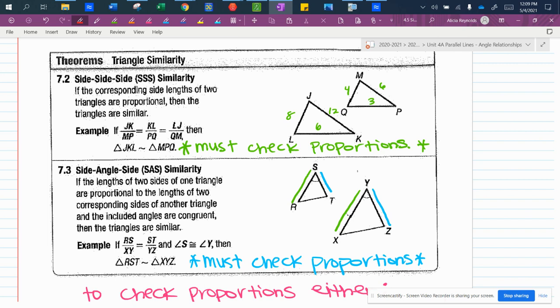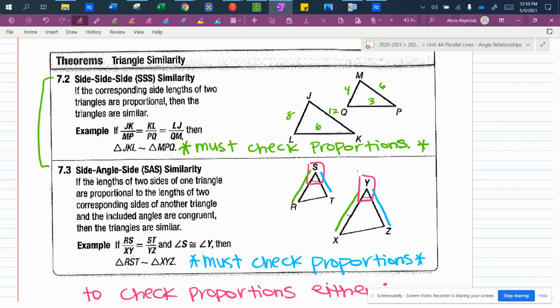When we're talking about side angle side similarity, understand that these two theorems will also come up in congruence. We'll also be talking about side, side, side, and side angle side next week when we get into triangle congruence. The most important thing about side angle side similarity is that the congruent angle has to be in between the two proportional sides. It's the included angle.